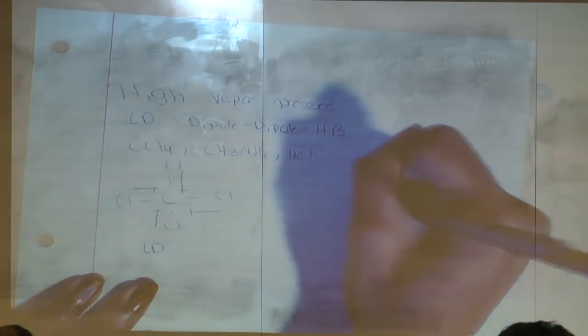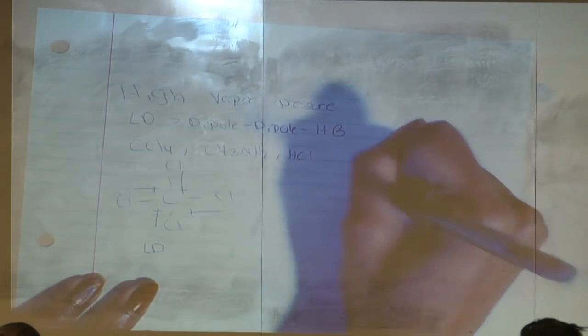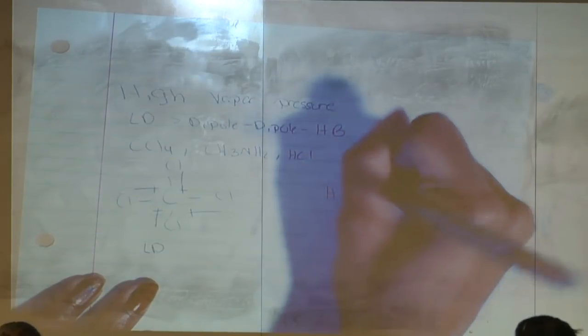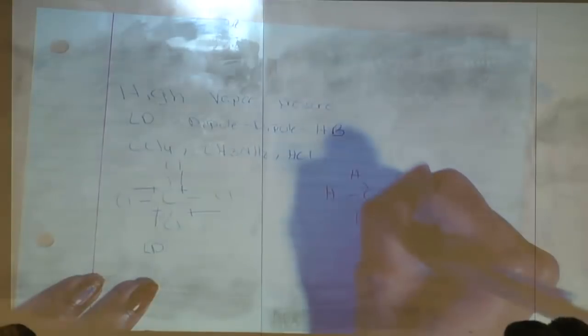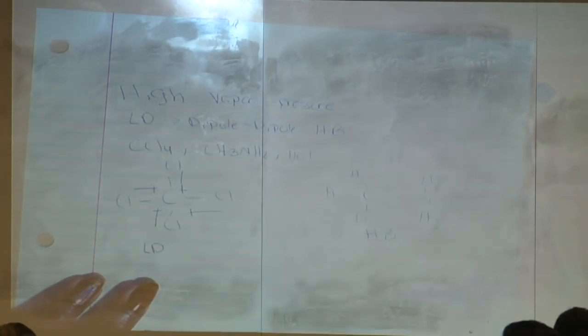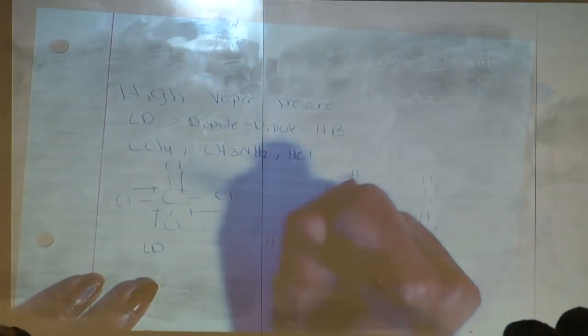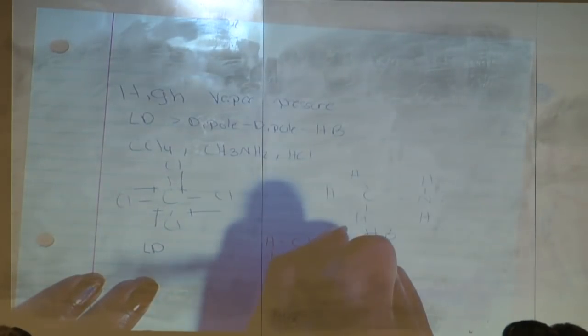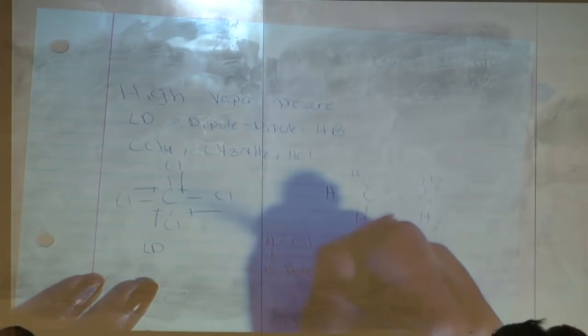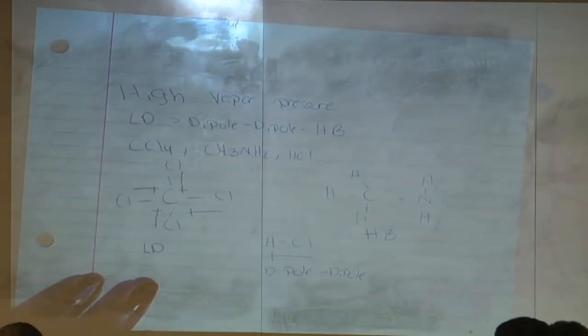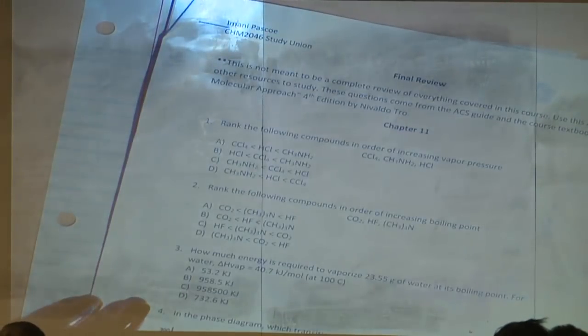Then we have CH3NH2. And then the N is bonded to 2 hydrogens, so this is a hydrogen bond. Then we have HCl. Hydrogen having the partial positive, so it goes this way, so this is dipole-dipole. Number 1 is C. Wait. Number 1 is D? Yeah.